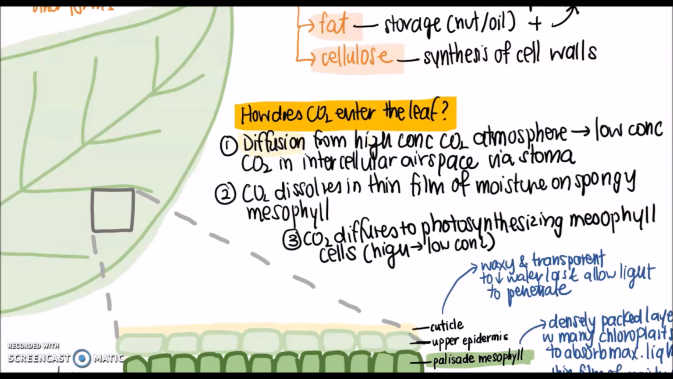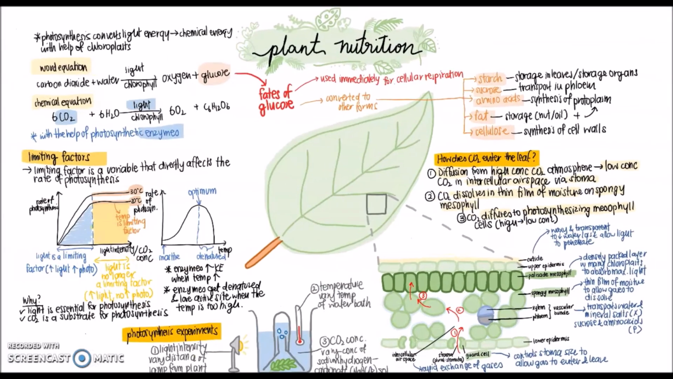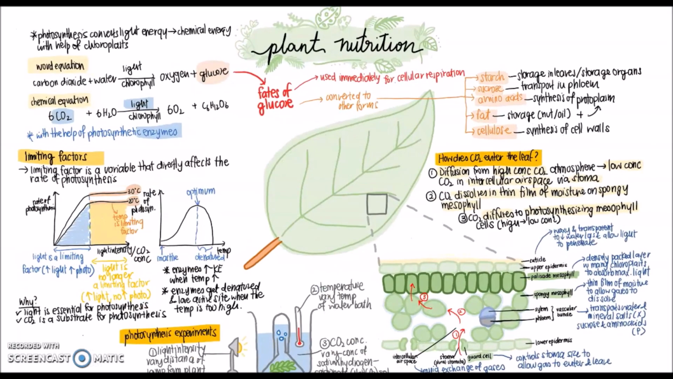So do highlight the keywords such as diffusion, high concentration, low concentration, parts of the plant such as intercellular airspace, stoma, dissolve on thin film of moisture, spongy mesophyll, and diffuse. So the transport words must be there, and plant parts must also be there in your answer. So that is it for the chapter. All right.